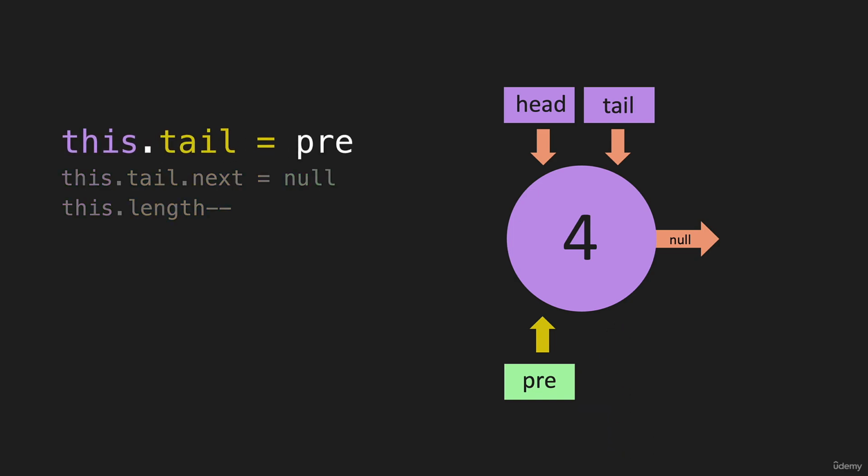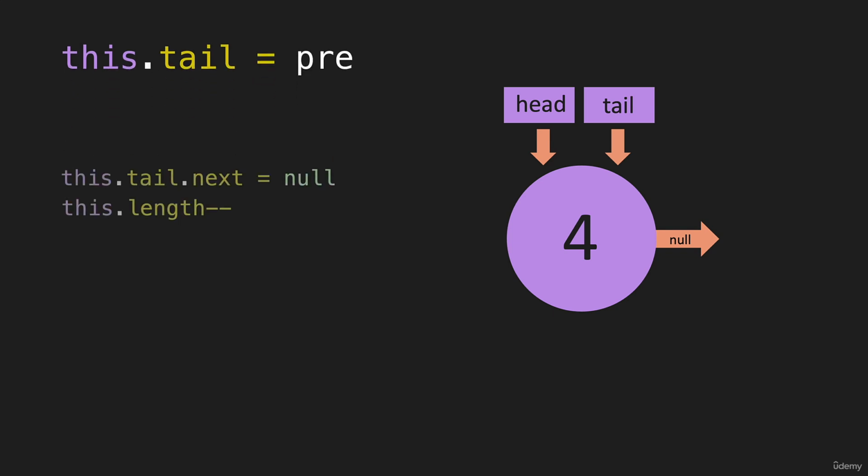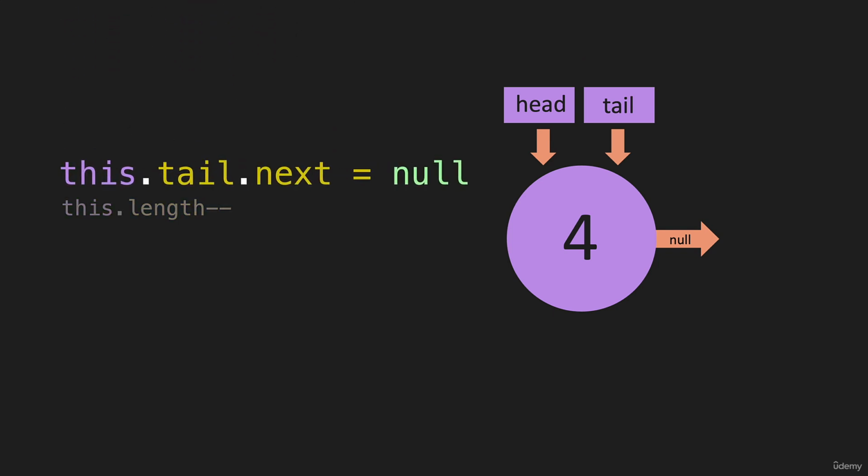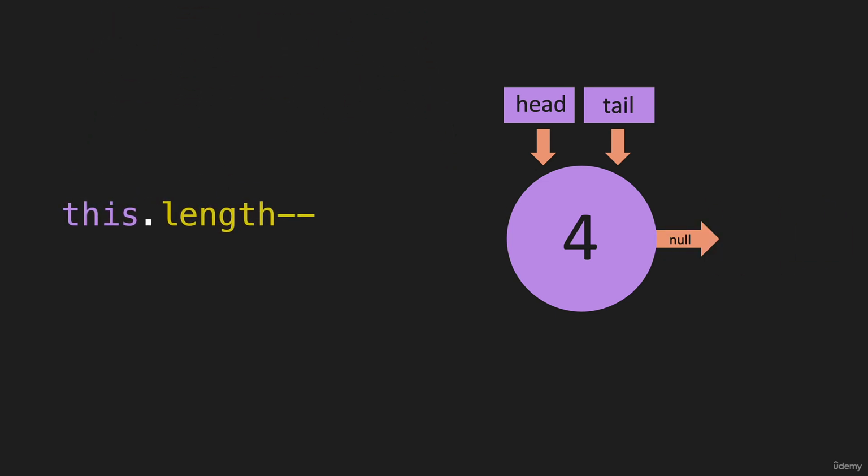this.tail equals pre. Well, they're already pointing at the same item, so that doesn't really change anything. So we can remove that line. Then we have this.tail.next equals null. So tail.next is already equal to null. That's not going to change anything, so we're done with that line of code.